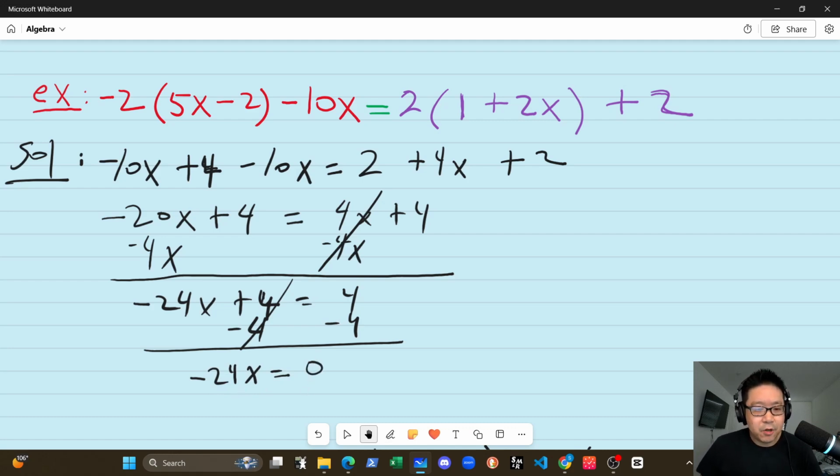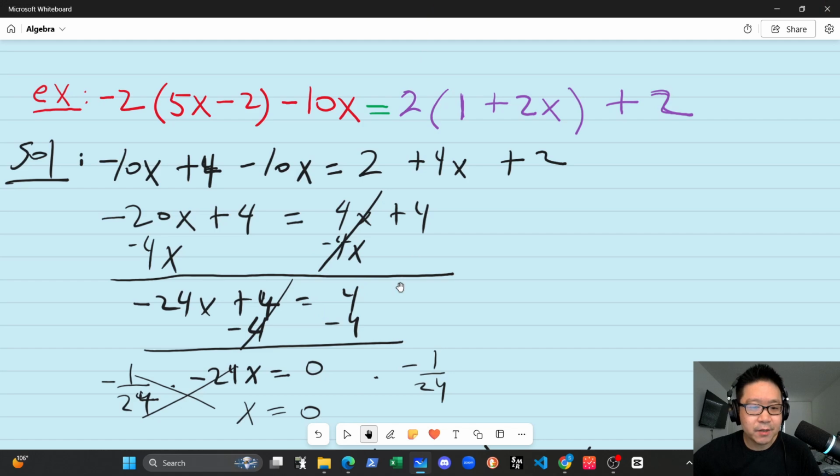And now we apply the third step of the process, which is to isolate the x using the multiplication property of equality. So we're going to multiply both sides by the inverse of negative 24. The inverse of negative 24 is negative 1 over 24. So we're going to multiply both sides by our inverse. And when we do that, we get x equals 0 because anything multiplied by 0 is 0. All right, so that is our answer.